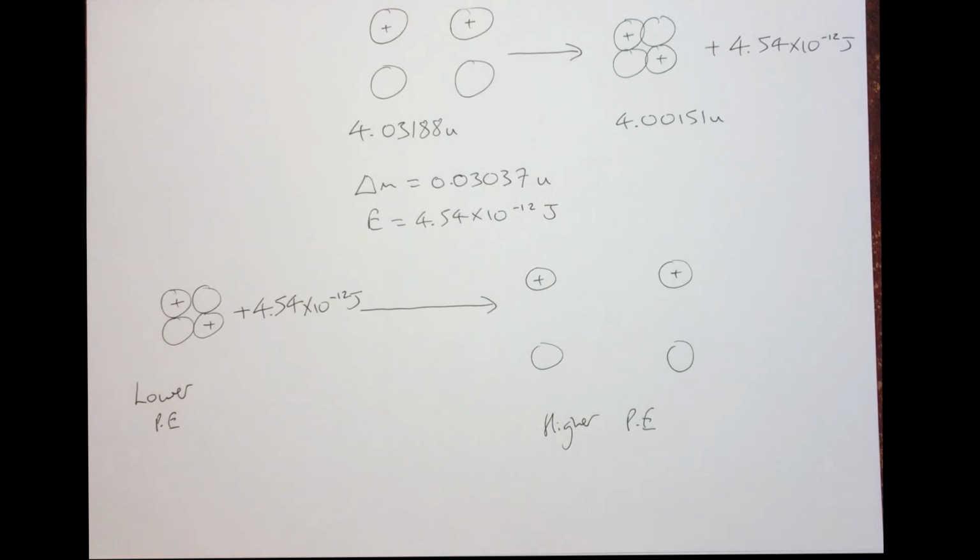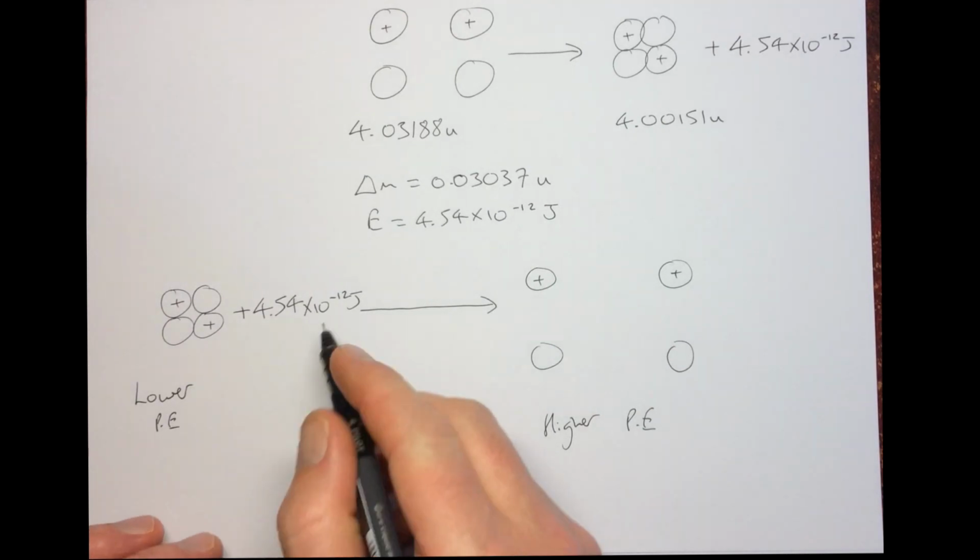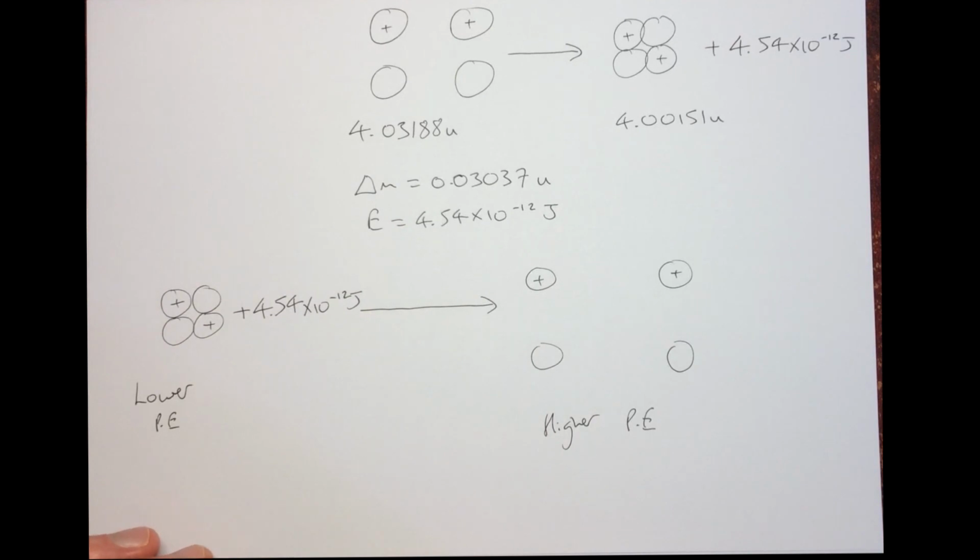Now, the binding energy of this is the binding energy for helium. Different elements have different binding energies, okay? And it turns out that actually the bigger the element, the more binding energy it has, okay? Or the bigger its binding energy, I should say. So the bigger the element, the bigger its binding energy. Right, there we go.